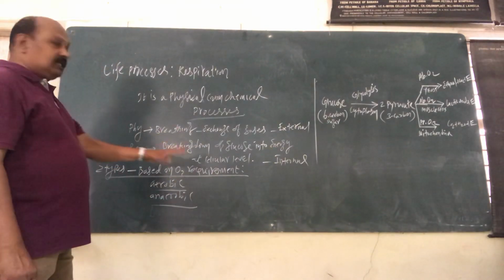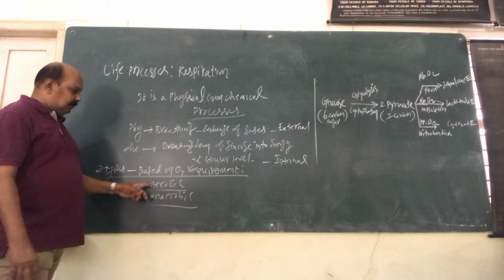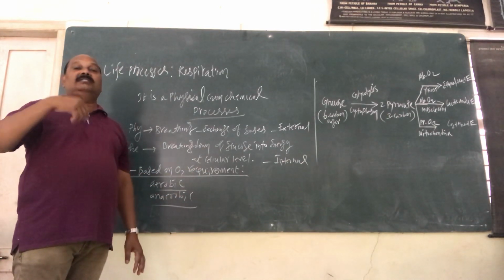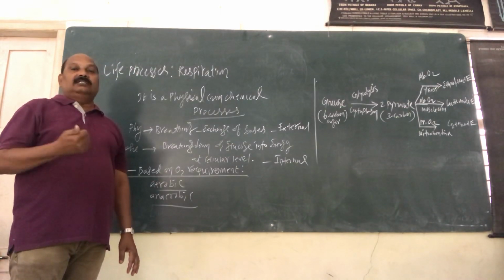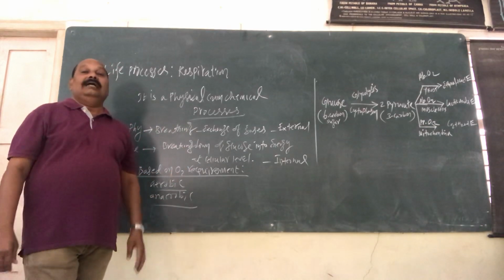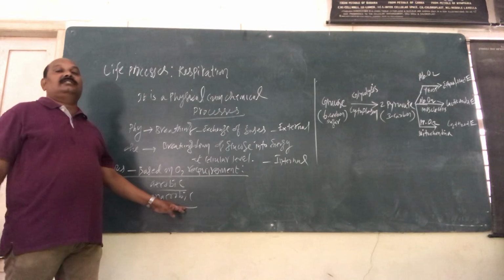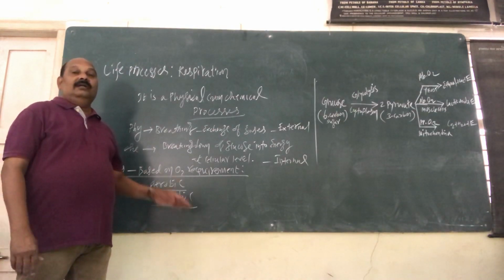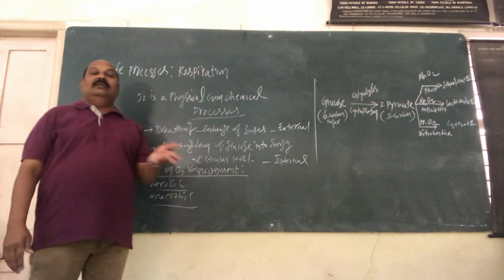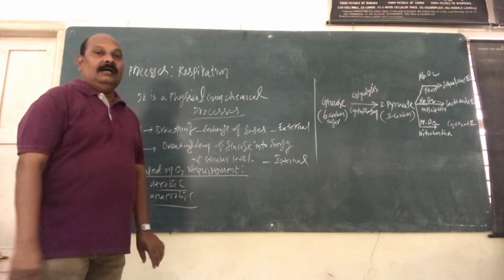Now, based on the oxygen requirement, respiration is of two types: aerobic respiration and anaerobic respiration. Aerobic respiration means the process needs oxygen. Oxygen is a must, and the organisms undertaking this process are aerobes. The second type is anaerobic, where there is no need of oxygen. Those organisms are called anaerobes. The simplest forms of living systems like fungi and bacteria come under the anaerobic category.